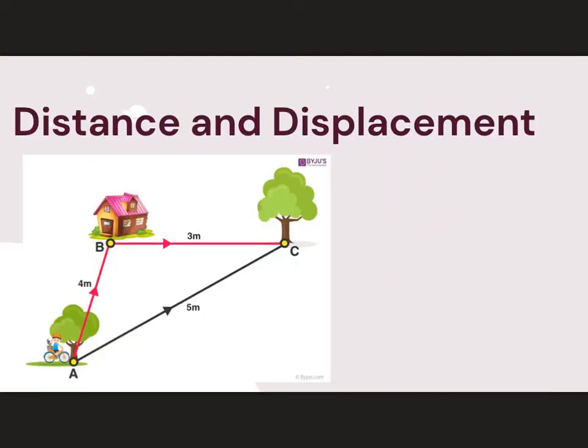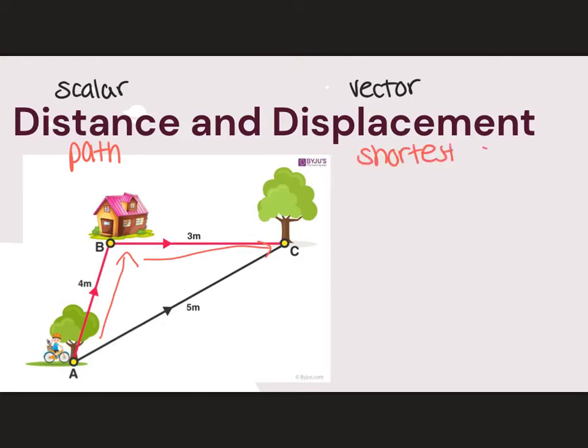Distance and displacement. Well, to start, distance is a scalar, no direction. Displacement is a vector, so I have to have direction. That is the number one difference between distance and displacement. Let's look at the real definitions though. This red line right here, this is showing me my path. So this little boy on this bicycle, he went to his house, then he went to the tree, okay? So my distance, I always like to say that this is the path that I took. However, my displacement is my shortest distance from start to finish.